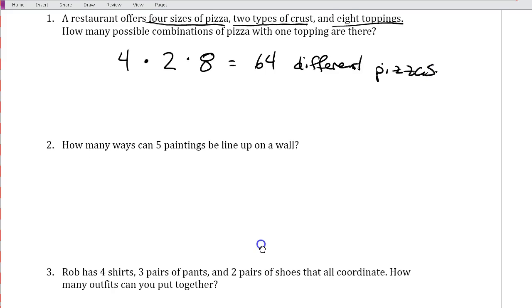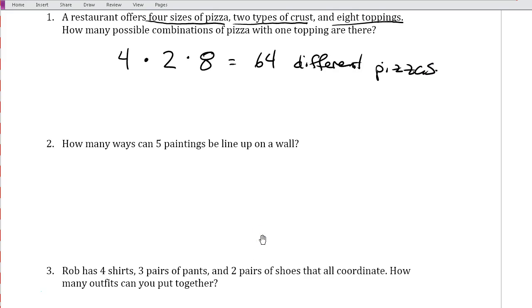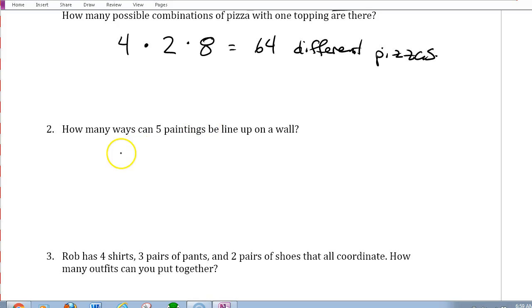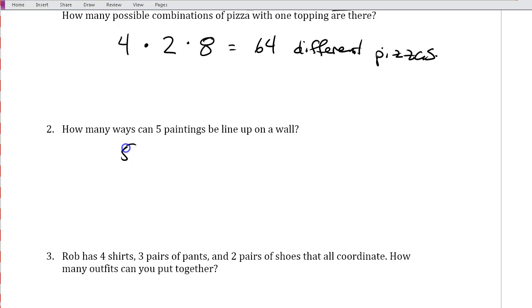Alright, number 2, how many ways can 5 paintings be lined up on a wall? So this is orderings of things, so we can either do that as 5 for the first spot on the wall, times 4 for the second, times 3, times 2, times 1, or again, this is 5 factorial, which would be 120 ways to arrange the paintings on the wall.